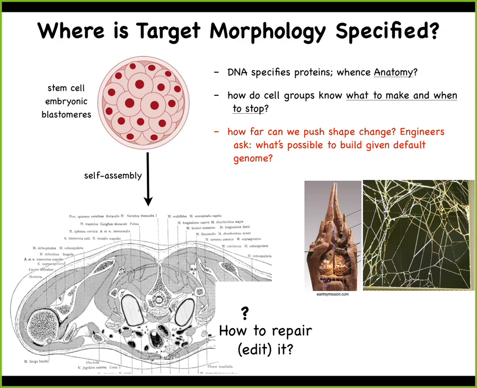Look at the amazing order. Look at all the organs, the structures. Everything is in the right place, the right shape and size relative to each other. So you might ask, where is this pattern encoded? Yeah, it's got to be somewhere.